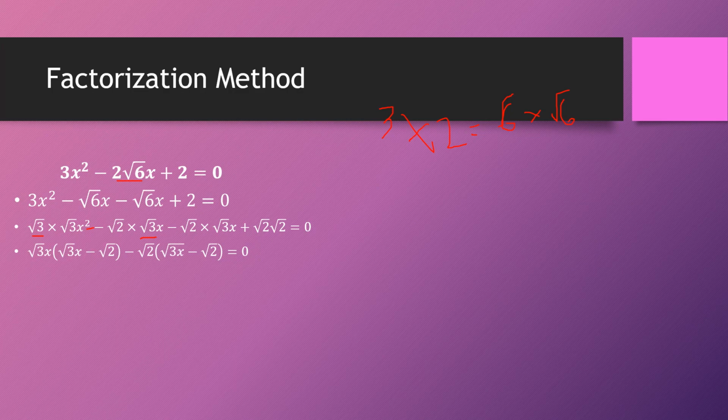Again here, what is common? Root 2 and root 2 is common. So what is left? Root 3x minus root 2. So again the brackets are the same. So I am correct. So root 3x minus 2, root 3x minus 2 equal to 0.